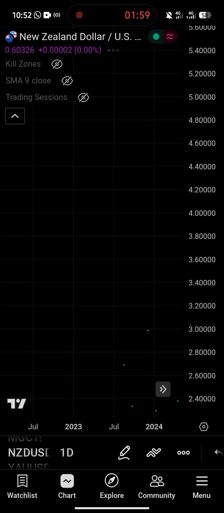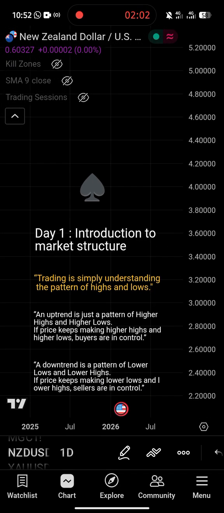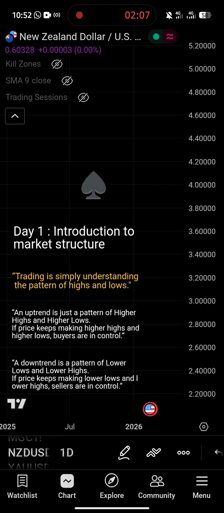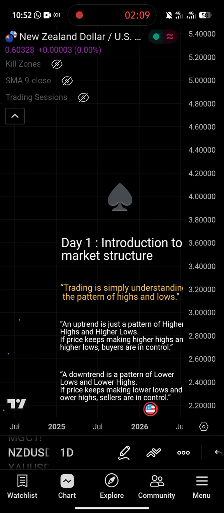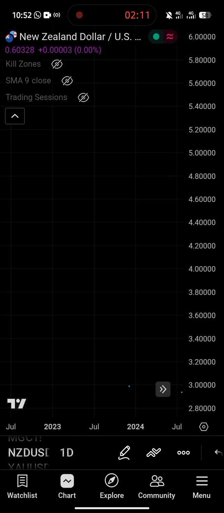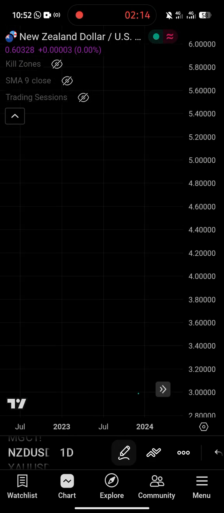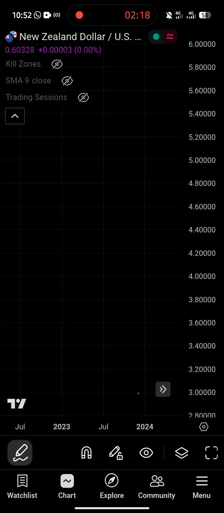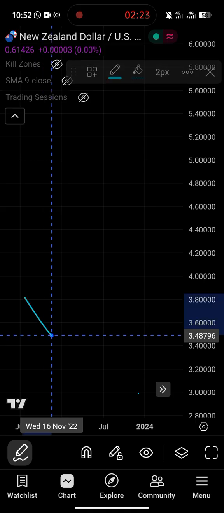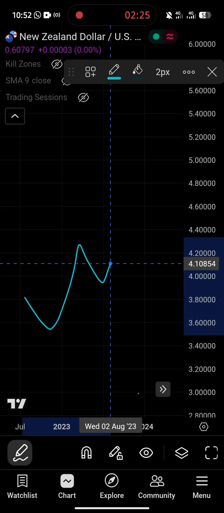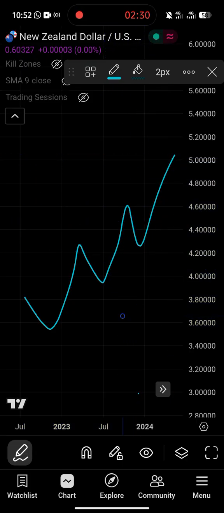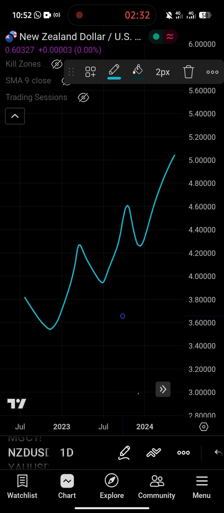So when we come to our formula over here, trading simply means understanding the patterns of highs and lows. When we say highs and lows, they are the peaks of the wave. The wave is the trend. There are two trends in the financial market, which is trading. We have an uptrend. This is basically called an uptrend because it's moving up.